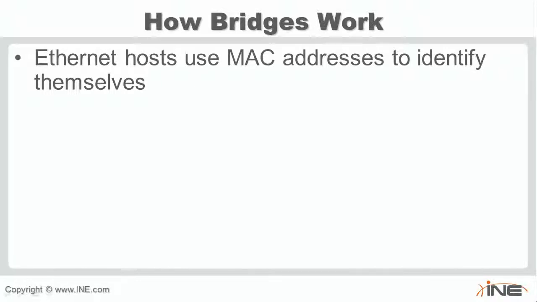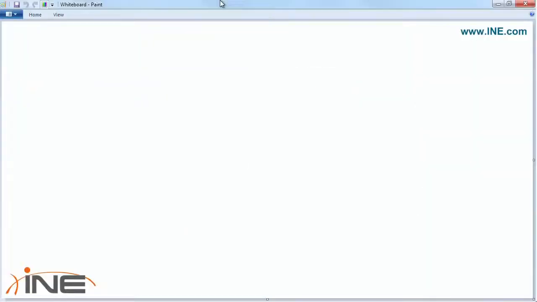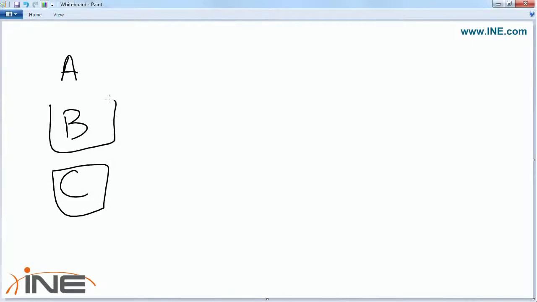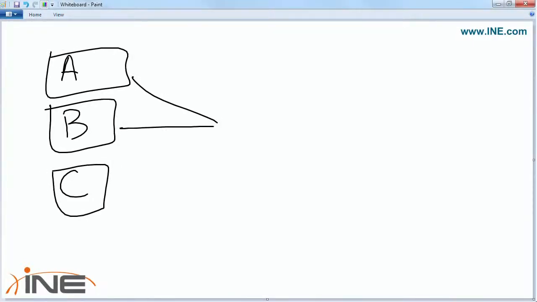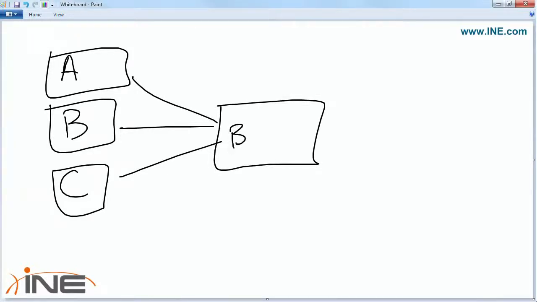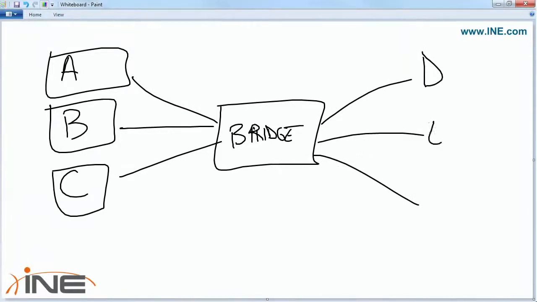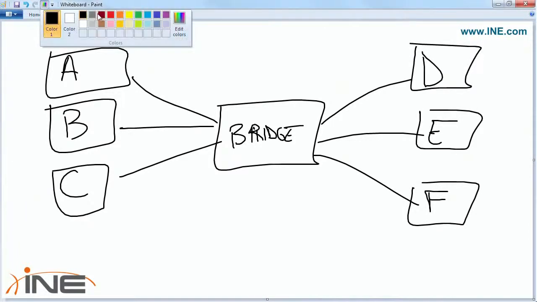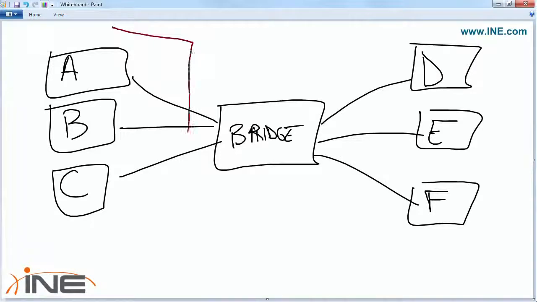So we could think about the bridge as if we had a connection between two portions of the local area network, where let's say that we have hosts A, B, and C on the left-hand portion of the bridge. Somehow they connect to the bridge, and then on the other side we have hosts D, E, and F. On this side here, it means that all of these three hosts, A, B, and C, are in the same collision domain.